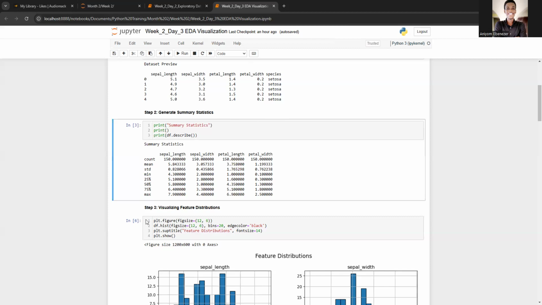distribution of the data. Then step 3 says visualizing feature distributions. So let's try to visualize those distributions and see how they behave, right?